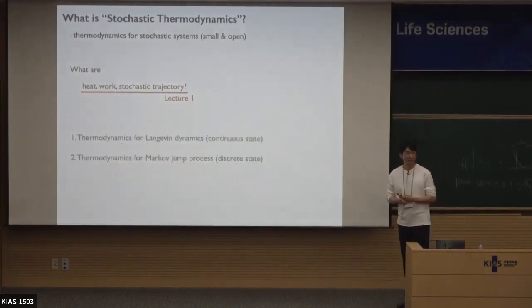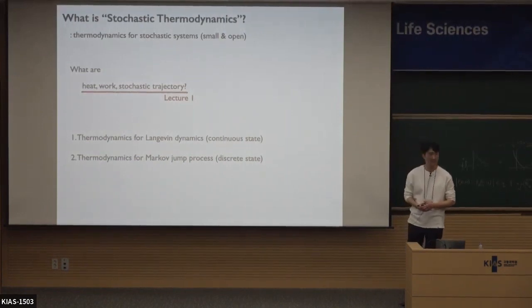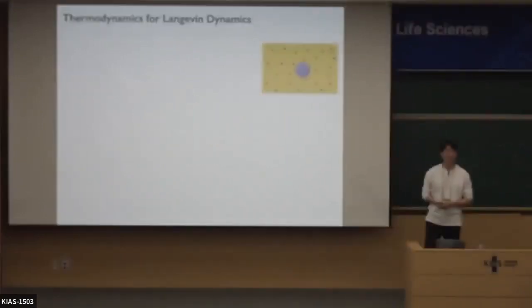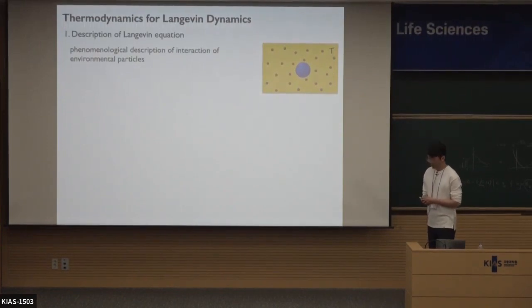Okay, so in lecture one today, I will talk about two things: the thermodynamics for Langevin dynamics and Markov jump processes. Let me first talk about the Langevin dynamics. Here, let's suppose there is a Brownian particle, and it is immersed in some reservoir. The reservoir consists of many, many reservoir particles, and this reservoir has its own temperature, T.